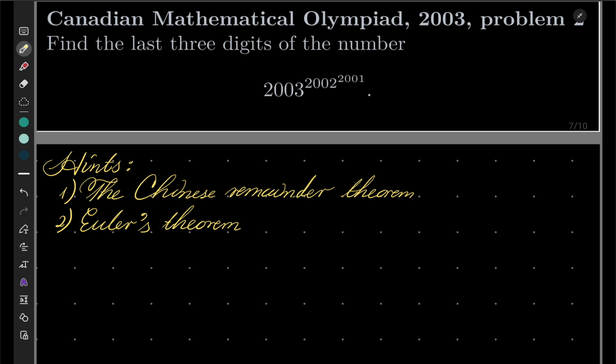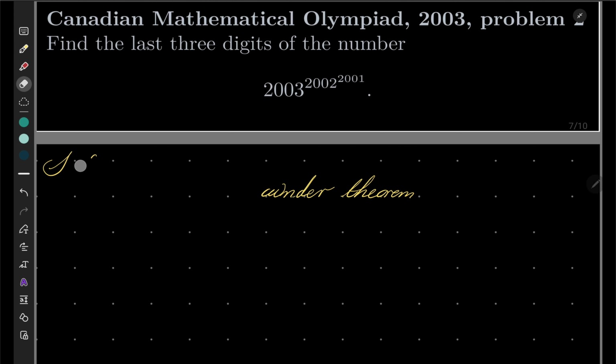And I will give two hints for this problem. It's good to make use of the following two theorems, the Chinese remainder theorem and Euler's theorem. So pause the video if you'd like to try it yourself.